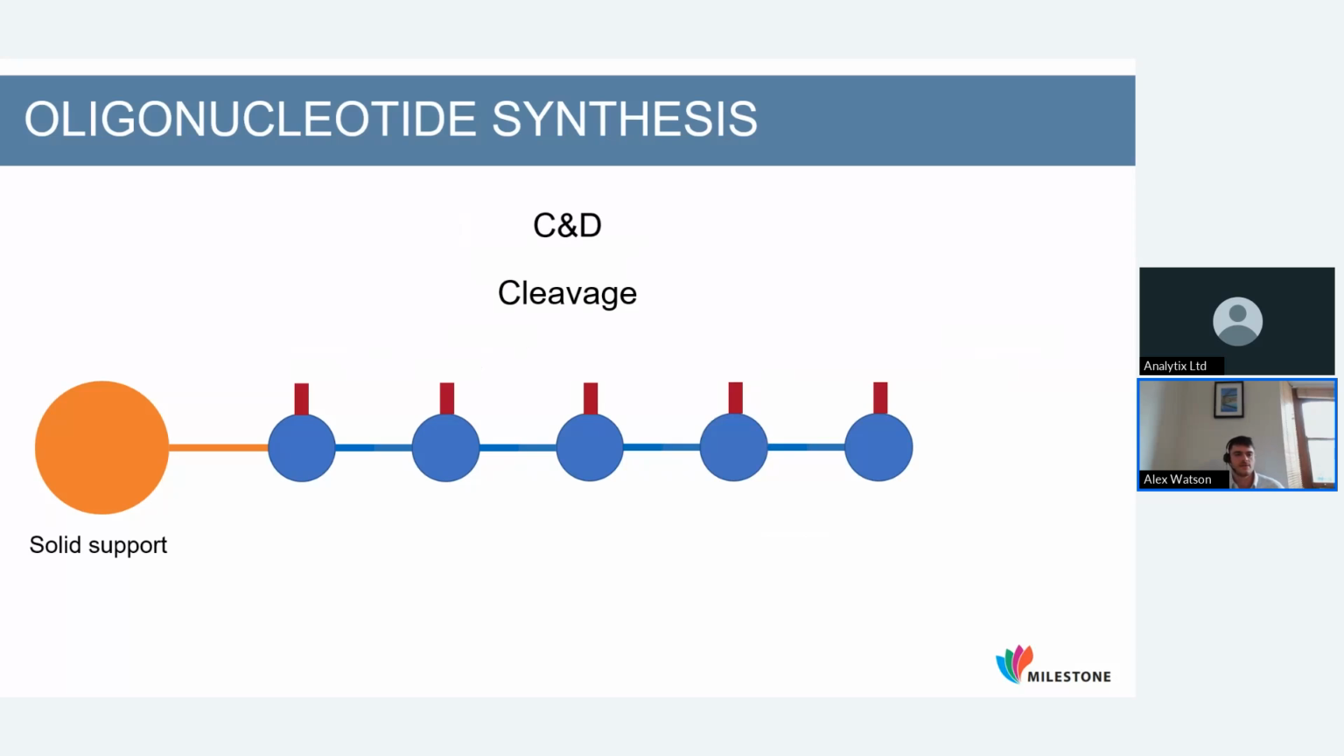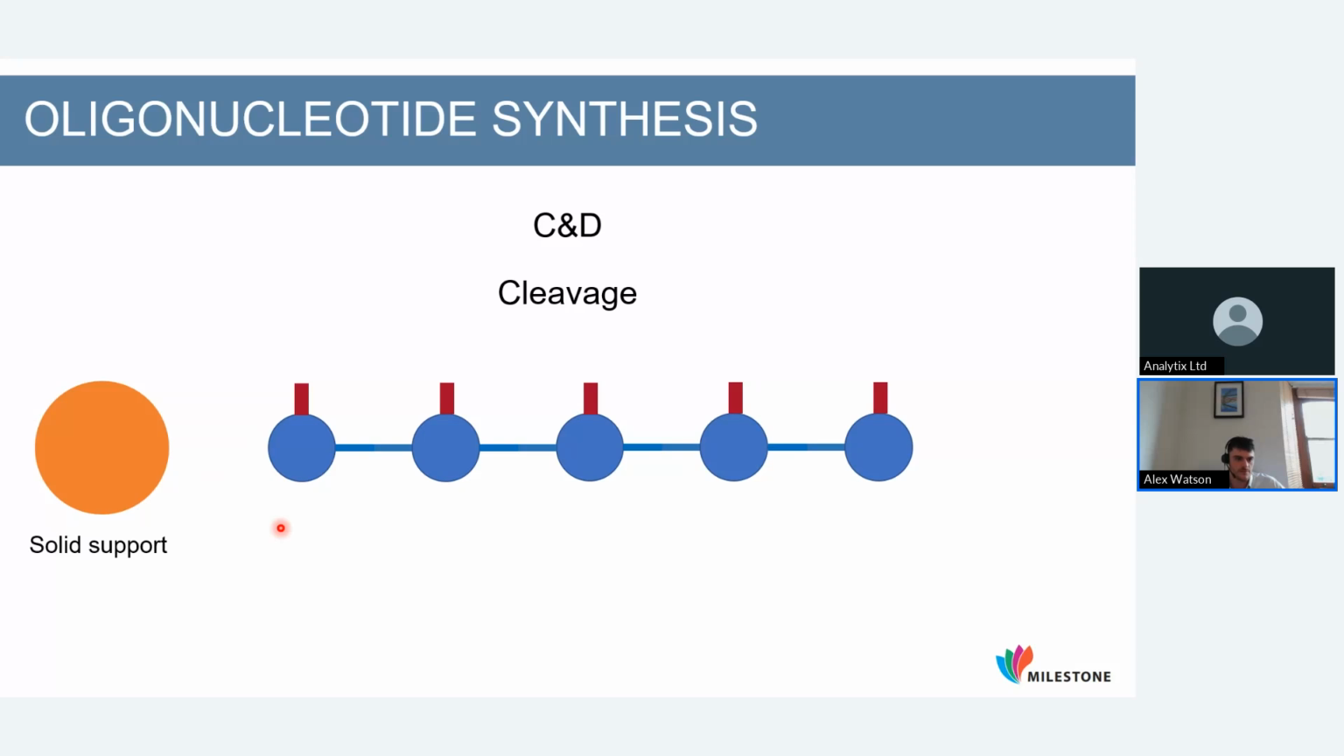So after synthesis, this is what we're left with. We're left with our specific oligo sequence. Our protective groups so far have prevented any unwanted side chain reactions, and we're also bound to our solid support via our linker. Firstly, we perform cleavage. As it sounds, we're just cleaving the linker group. So we're removing our oligos from our solid support.